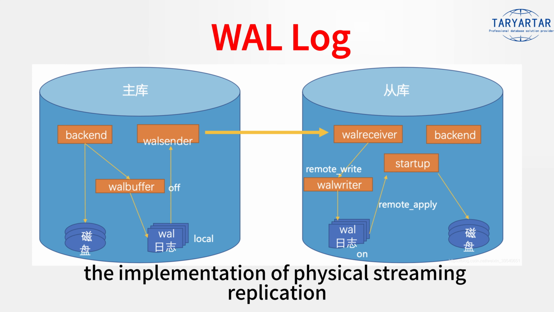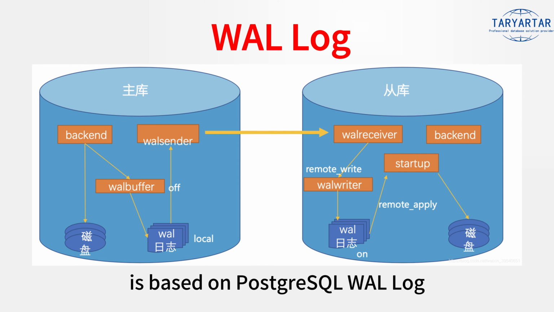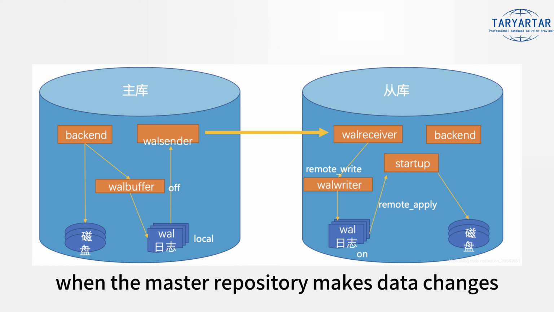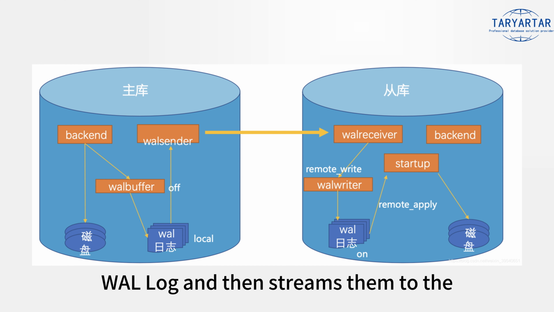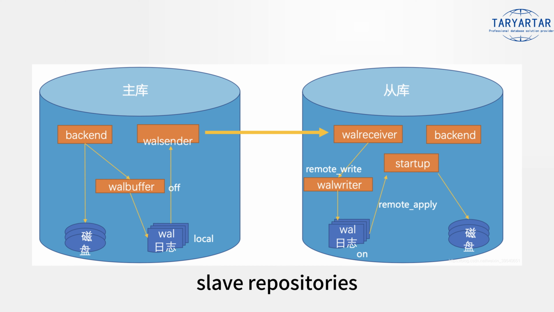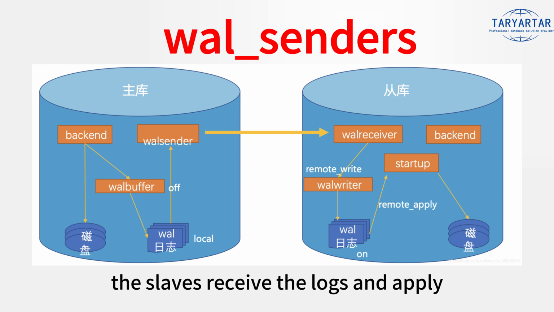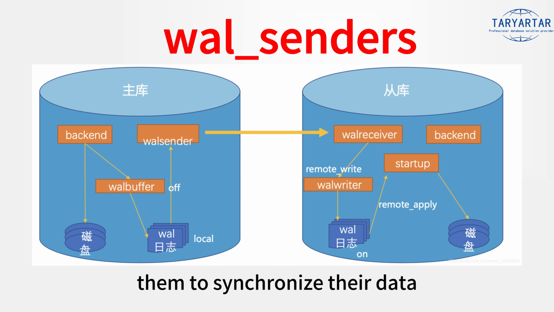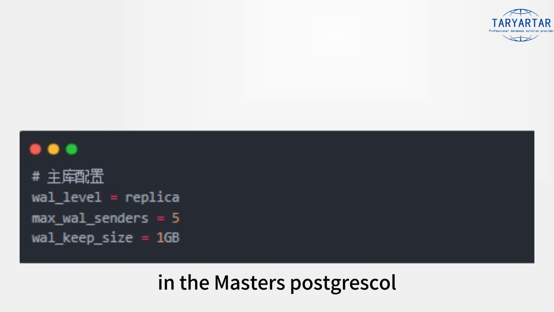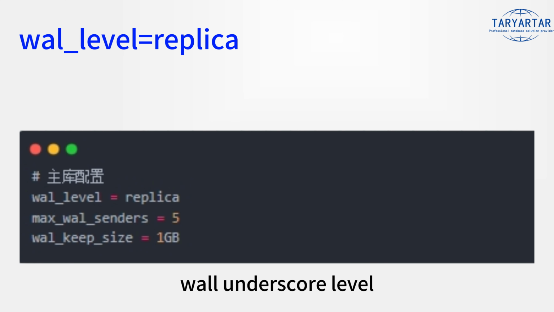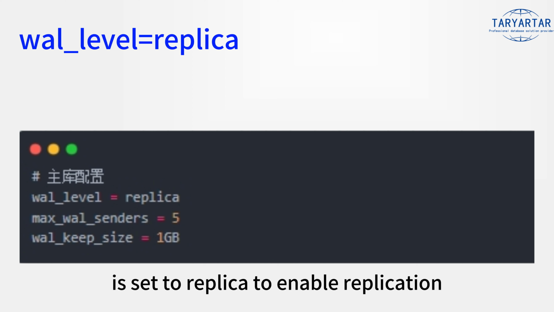The implementation of physical streaming replication is based on PostgreSQL's WAL logs. When the master repository makes data changes, it first generates WAL logs and then streams them to the slave repositories via WAL sender. The slaves receive the logs and apply them to synchronize their data, ensuring consistency between the master and the slaves. In the master's postgresql.conf configuration file, wal_level is set to replica to enable replication.